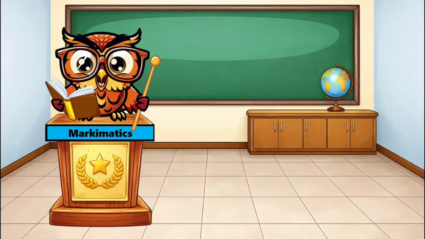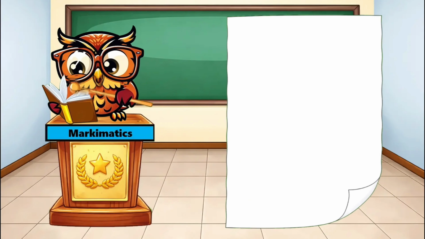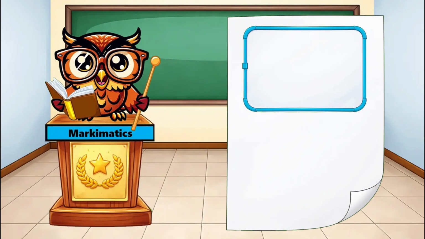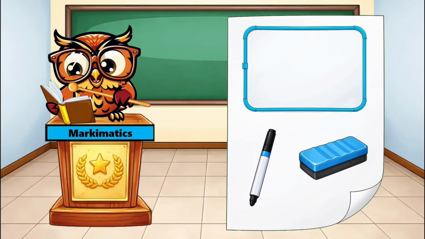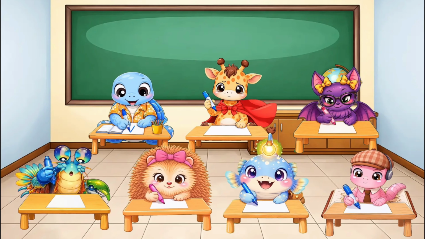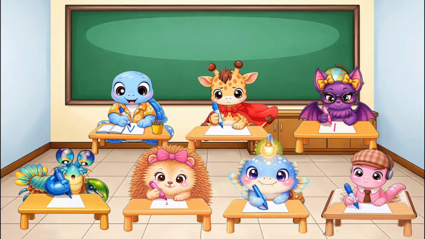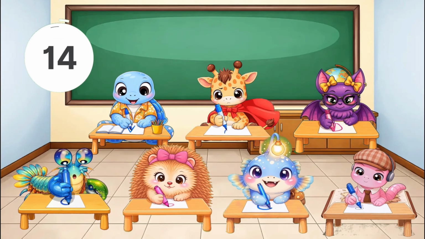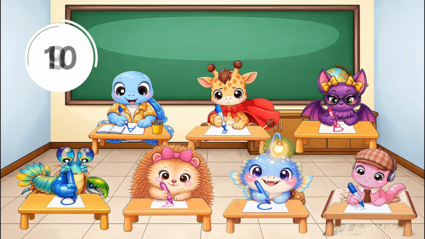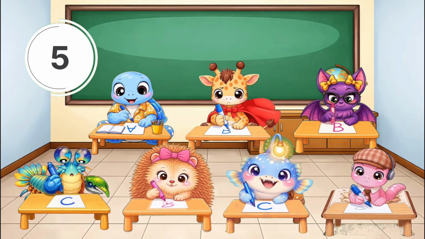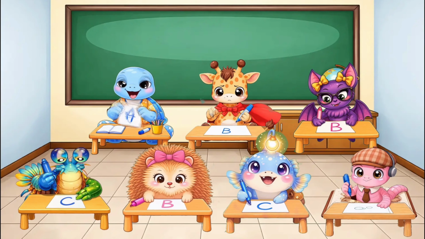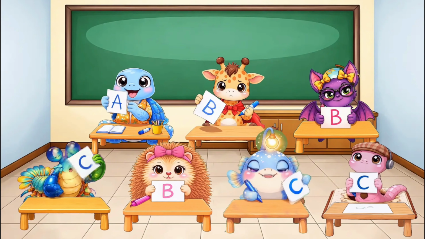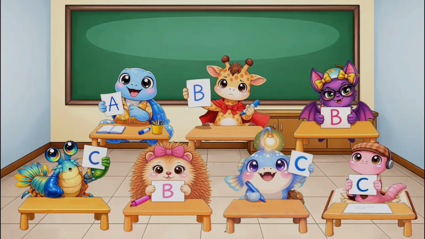Before we begin, make sure you have the following: a small dry erase whiteboard, a dry erase marker, and an eraser. Listen carefully to each question. When the question is finished, a timer will appear on the screen to give you time to think. Write the letter of your answer on your whiteboard. When the timer ends, hold up your whiteboard so everyone can see your answer.